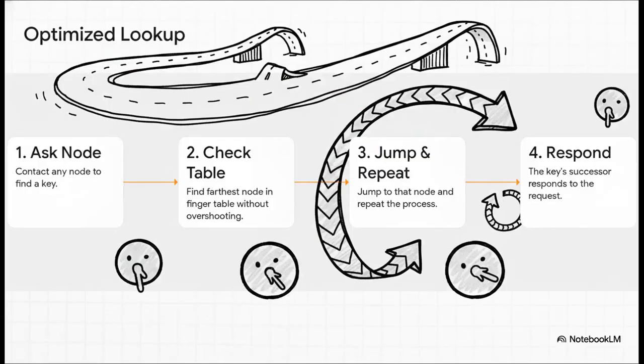So, with this highway system in place, finding things becomes so much more efficient. When a node gets a request, it just looks at its finger table and finds the absolute farthest node it can jump to that doesn't overshoot the target. So it makes that huge jump. And then, the new node does the exact same thing. Every single hop gets you dramatically closer to where you need to go.